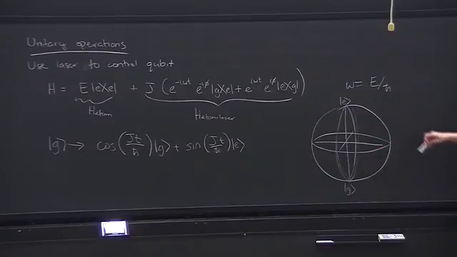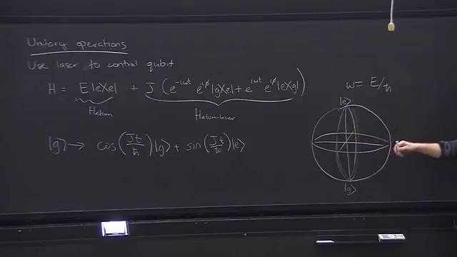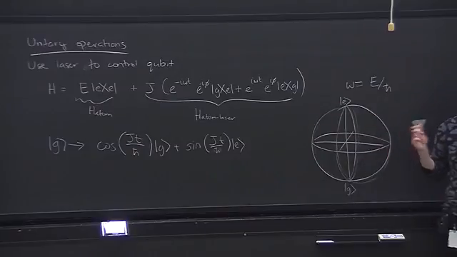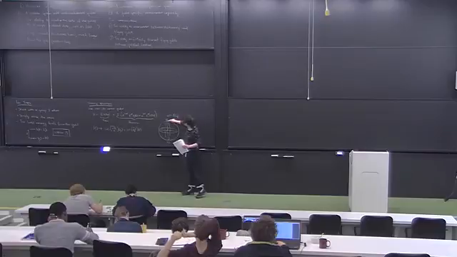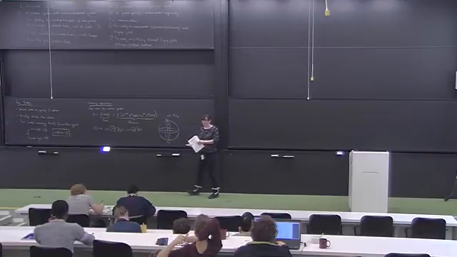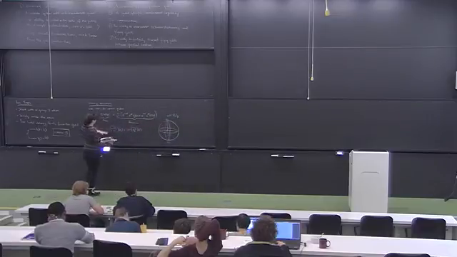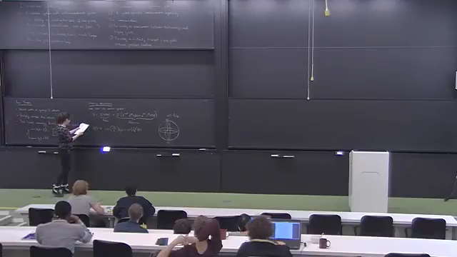And by changing this phase of the laser phi, what you can do is, in this plane, just change the axis of rotation. So rather than rotating like that, you could rotate like this and so on. And so you can arbitrarily choose the axis. Excuse me. So that's almost everything. But the other thing that you want is you want to be able to rotate about the z-axis as well. And that you kind of get for free, because if you just turn off the laser and see how the state evolves according to just the free Hamiltonian, then you're just going to pick up a phase.